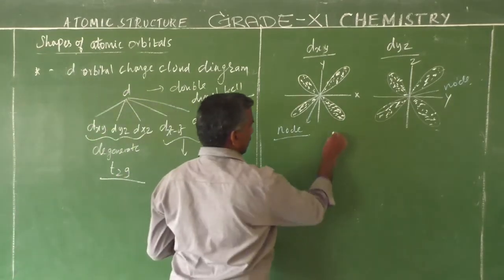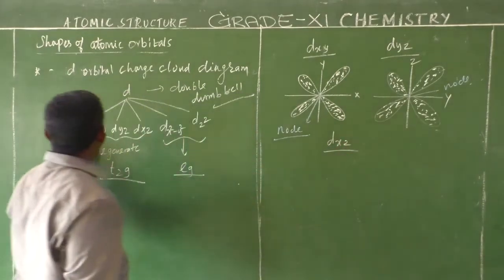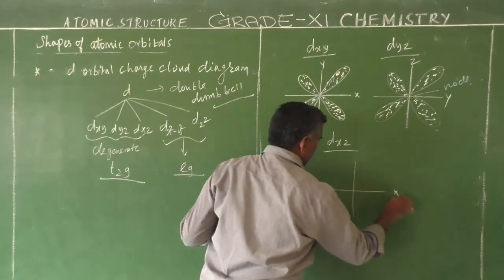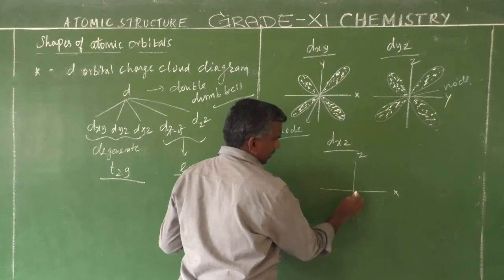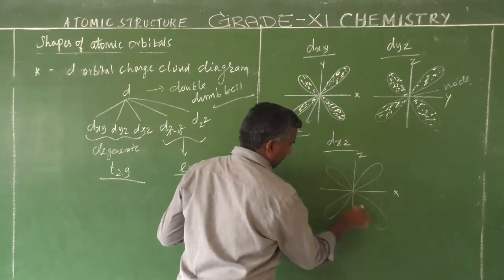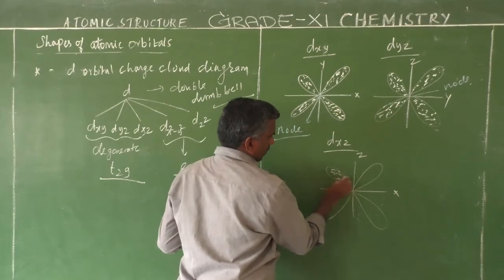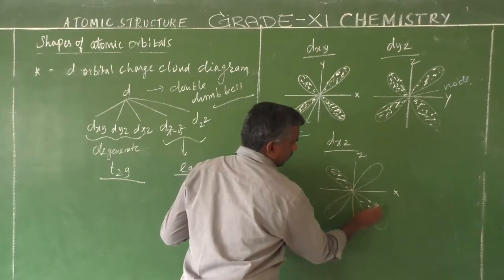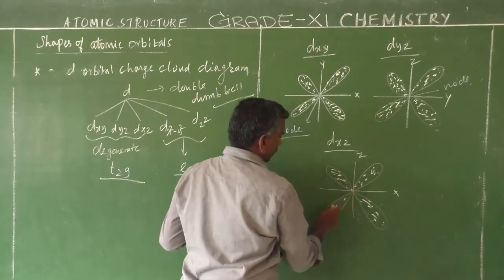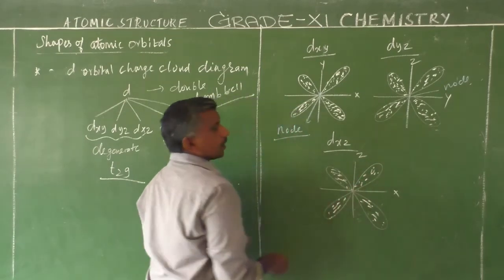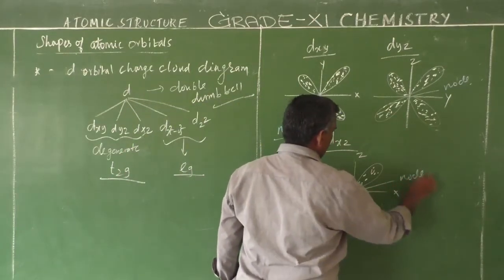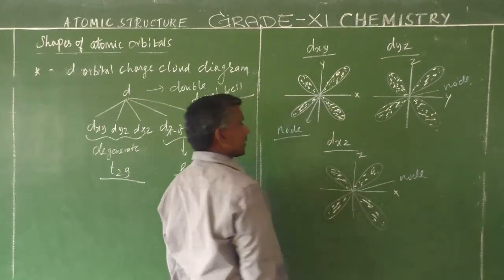Now dxz. The third one is a dxz orbital. This is the x-axis. This is the z-axis. This is an electron cloud. This is the electron cloud. This is a node. This area is a node. This area is a node.